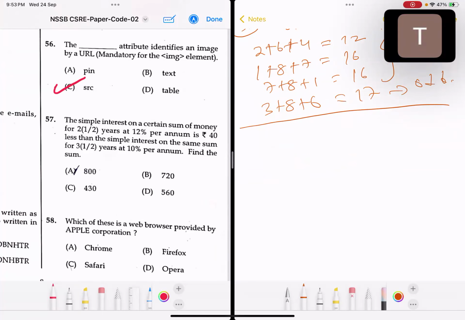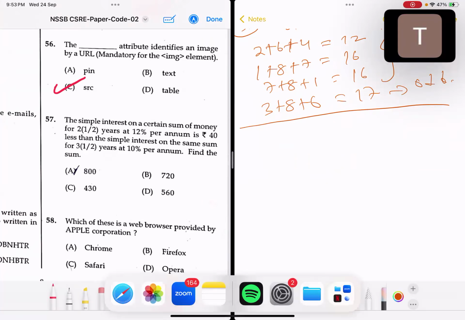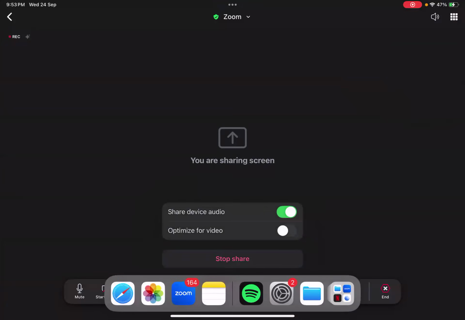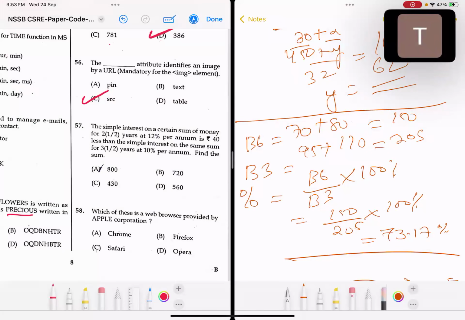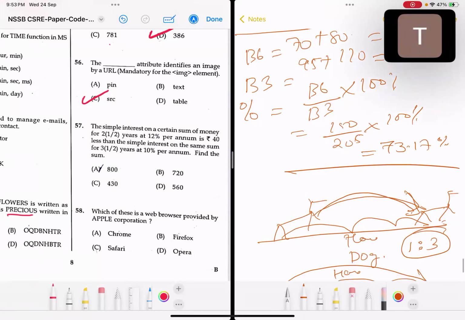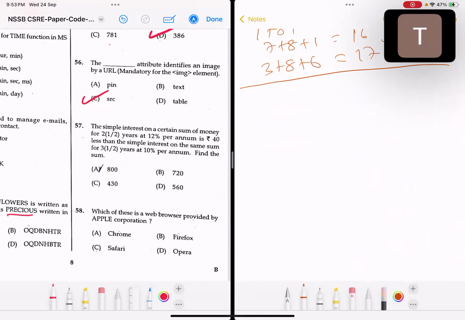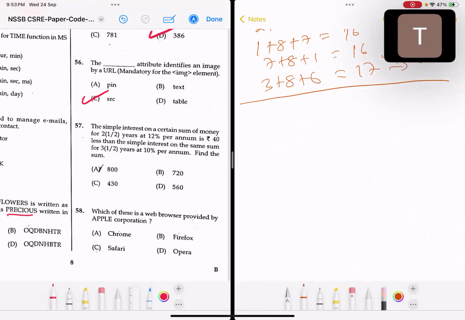57. The simple interest on a certain sum of money for 2.5 years at 12% per annum is 40 rupees less than the simple interest on the same sum for 3.5 years at 10% per annum. Find the sum.